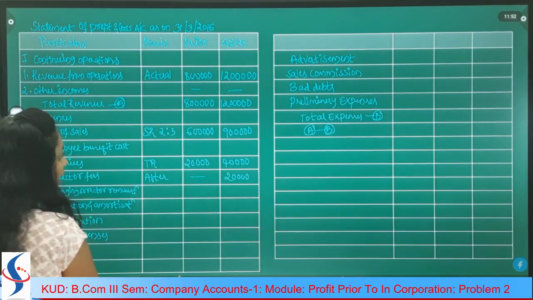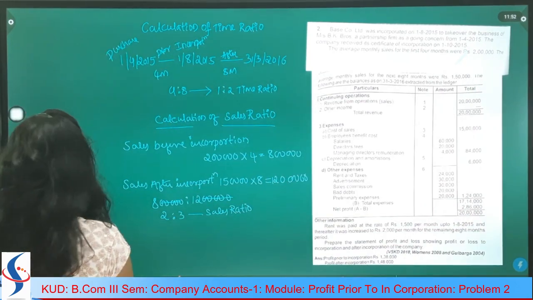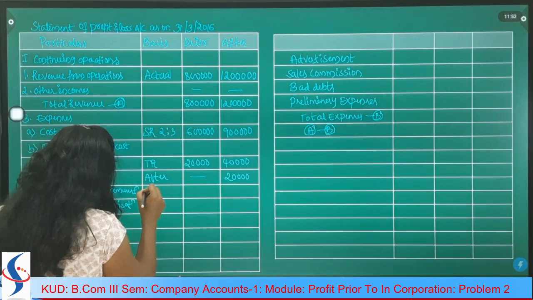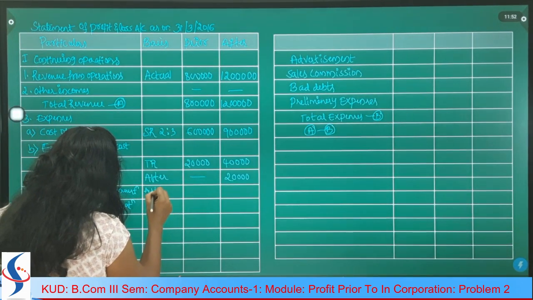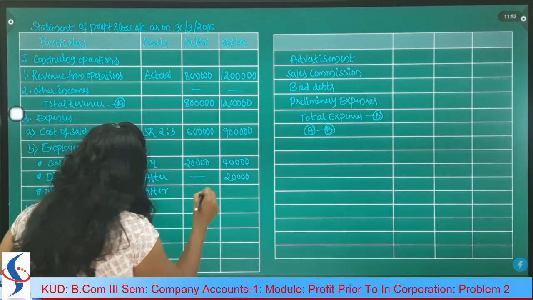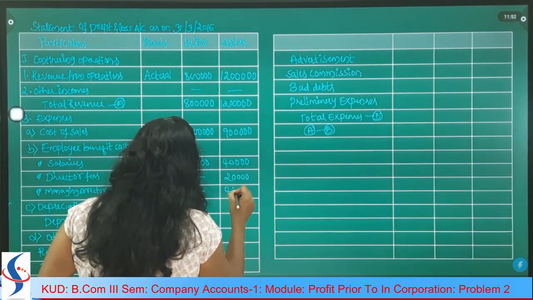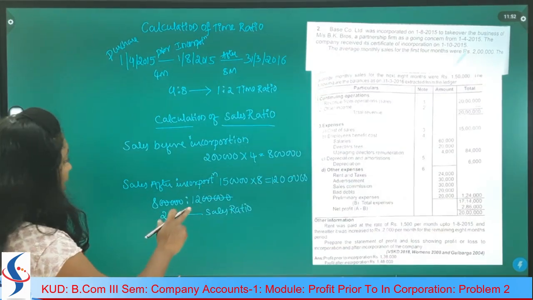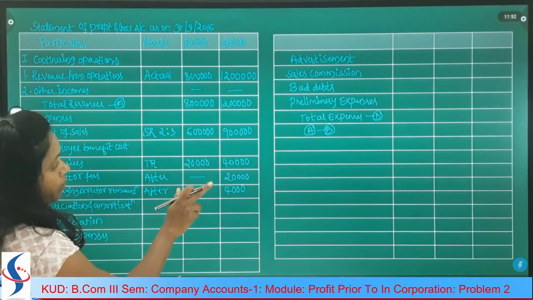In the same way, managing director remuneration, same, directors and managing directors will come after incorporation only. So that is why no need to divide even the managing director remuneration. Take it for after incorporation only. It is 4,000. I have taken 4,000 in the after column.